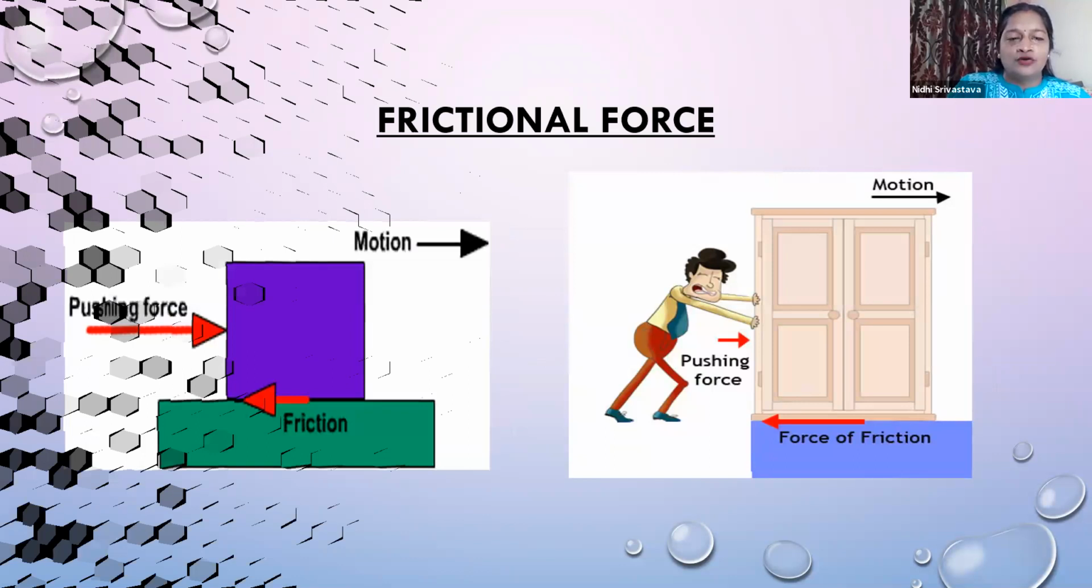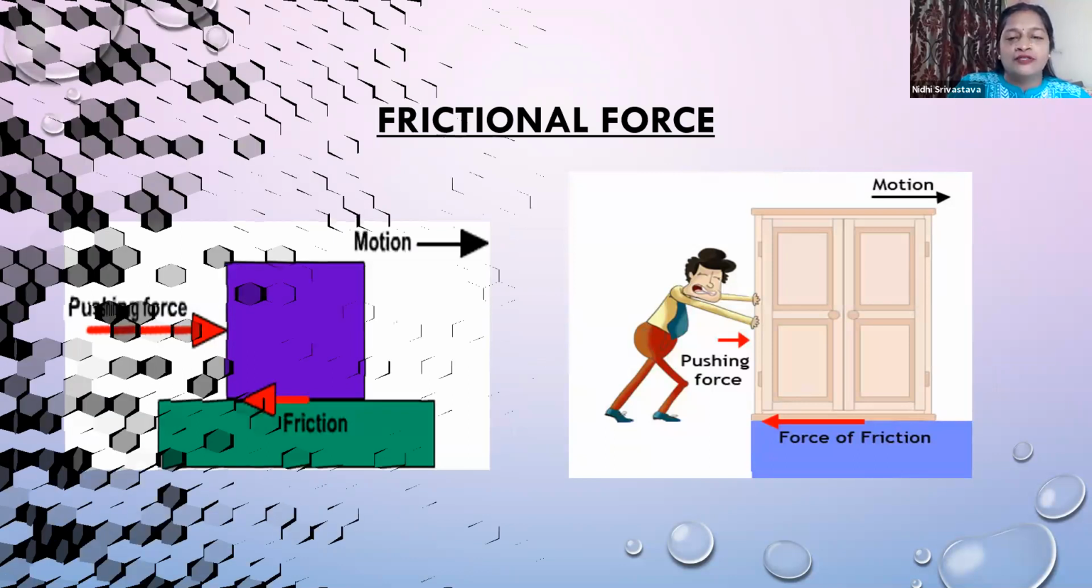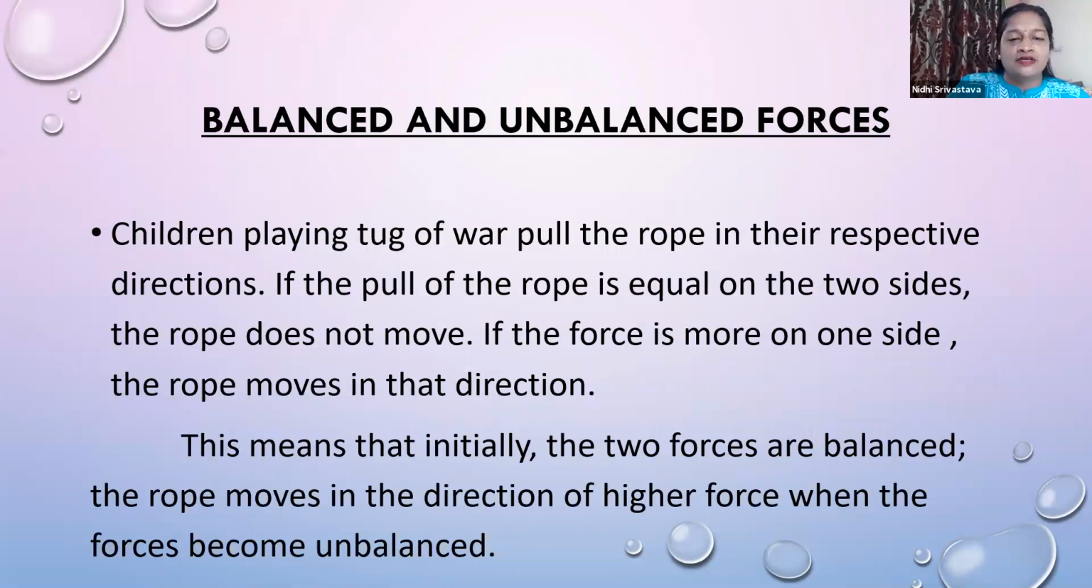Balanced and unbalanced forces. Children playing tug of war pull the rope in their respective directions. If the pull of the rope is equal on the two sides, the rope does not move. If the force is more on one side, the rope moves in that direction. This means that initially the two forces are balanced. The rope moves in the direction of higher force when the forces become unbalanced.